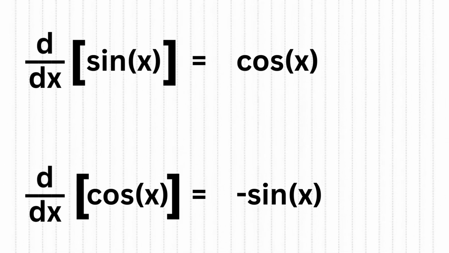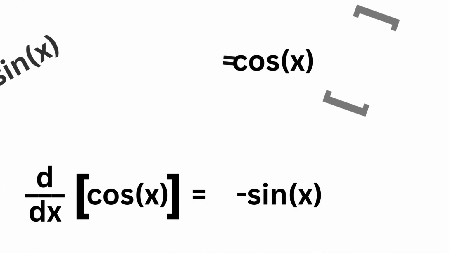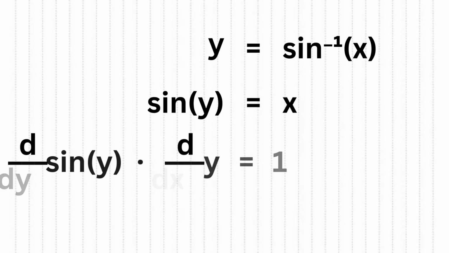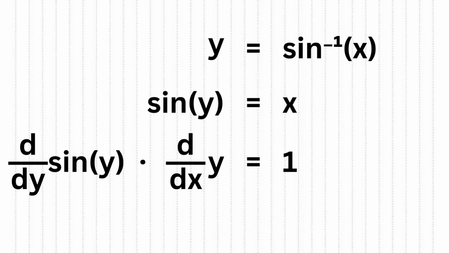Before anything, we're going to need to know two things: the derivatives of the regular functions themselves, and the basic trig identities. Don't worry, because I'll be showing them later on when they're needed anyway. Now, with y equals arcsine of x, our goal is to find its derivative dy dx. First, let's take sine on both sides, giving us sine of y equals x.